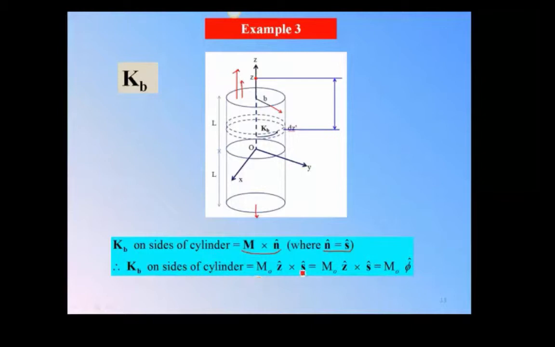We put in s hat for n hat, here's M, and here's s hat. We're talking about M0 times the cross product of these two unit vectors. If you apply the right-hand rule, you will end up with this cross product equaling the phi hat component. So this surface current is flowing on the surface of the cylinder. It's in the phi direction, and so if you take the right-hand rule for the direction of z, phi will be in this direction here as I've shown it. We'll talk then about how to use this k sub b to start calculating the B fields.